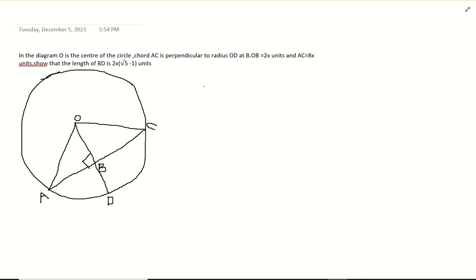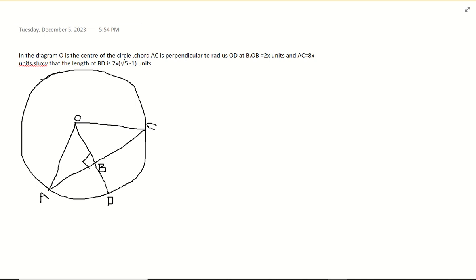Today we are going to be solving a Euclidean geometry problem. Join me as I dive into solving this wonderful problem and making maths easy for you guys. So let's get right into it.